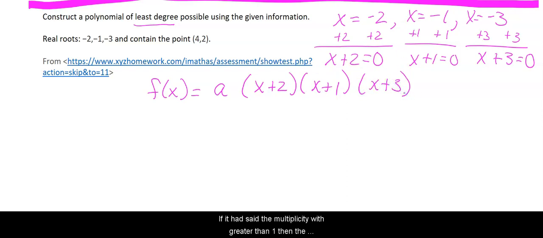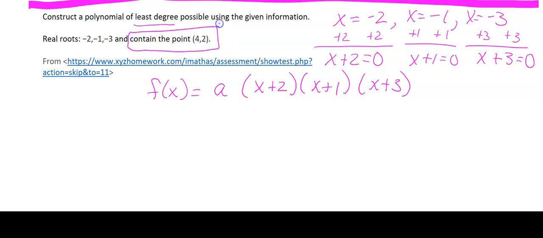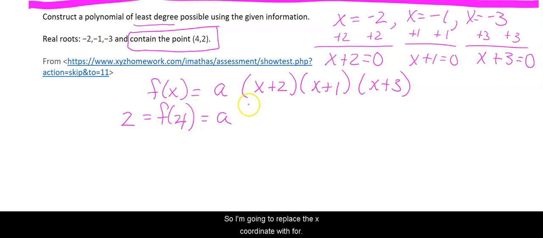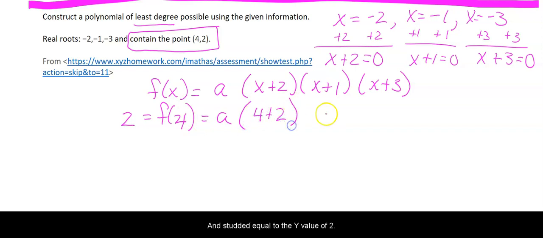If it had said the multiplicity was greater than 1, then the individual factor with higher multiplicity would have that multiplicity as a power. Now, how can I meet the condition that it contains the point 4, 2? This means that when I replace x with 4, the y value should be 2. So I'm going to replace the x coordinate with 4 and set it equal to the y value of 2.